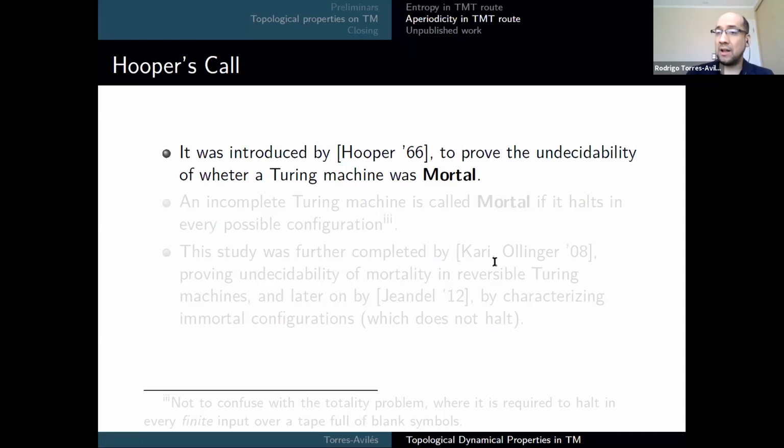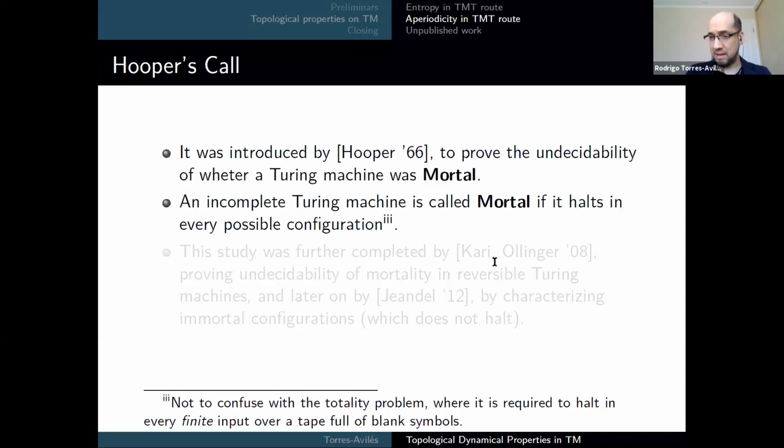Hooper's machine was introduced by Hooper in 1966, not with that name, to prove the undecidability of the mortality problem. The mortality problem asks whether a Turing machine is indeed mortal, that is, whether the machine halts in every possible configuration. This also considers non-homogeneous configurations, so it's not the same as the totality problem.